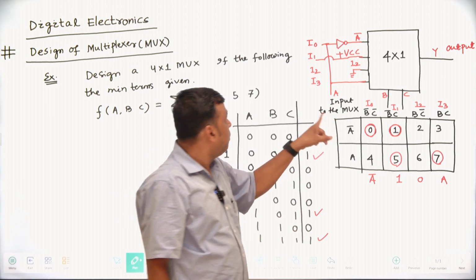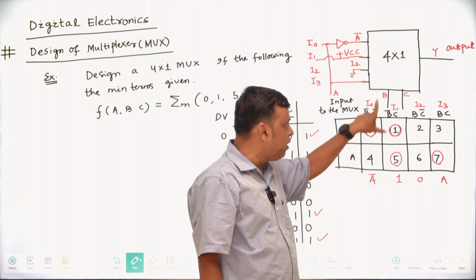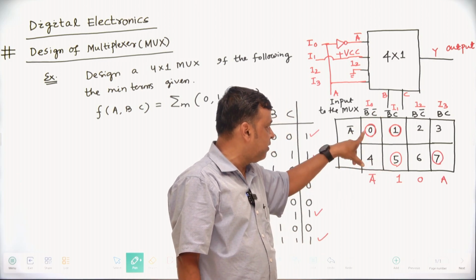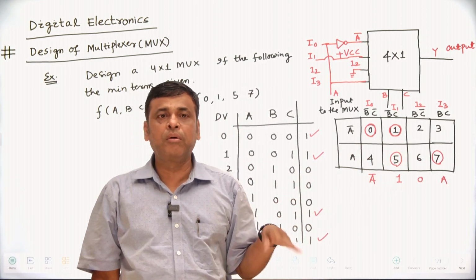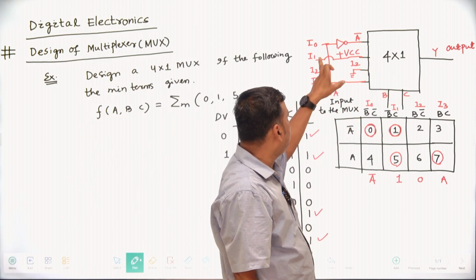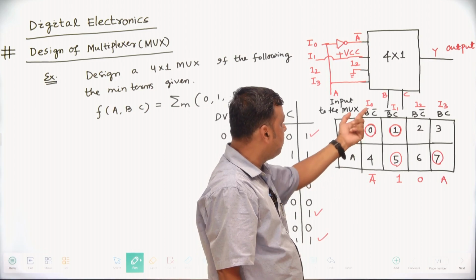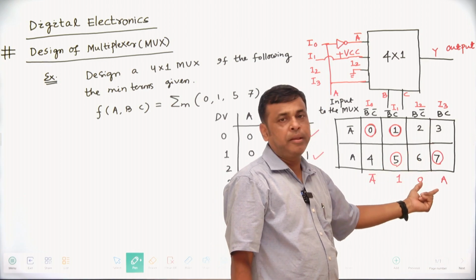And then where are your min terms? First of all, encircle them. If consecutive ones are encircled, then this will be 1, because A bar plus A is 1. Then find the values of I0, I1, I2, and I3, since it is a 4:1 MUX. What is the value of I0? What is the value of I1? What is the value of I2? And what is the value of I3?